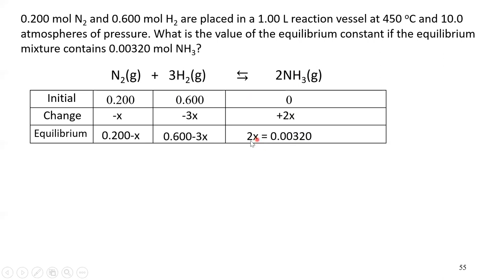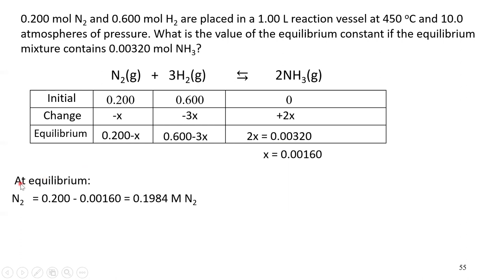Now, what can we do with that? Well, if 2X equals 0.00320, that means X equals 0.00160. And if we know X, we can figure out the equilibrium concentration of nitrogen, 0.200 minus X, and the equilibrium concentration of hydrogen, 0.600 minus 3X. And once we calculate the equilibrium values for everything, we can write a K expression and calculate K, or our equilibrium constant.